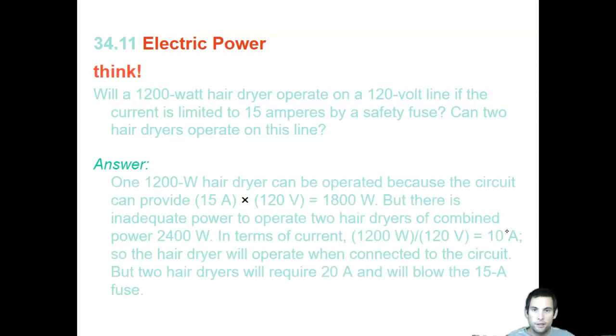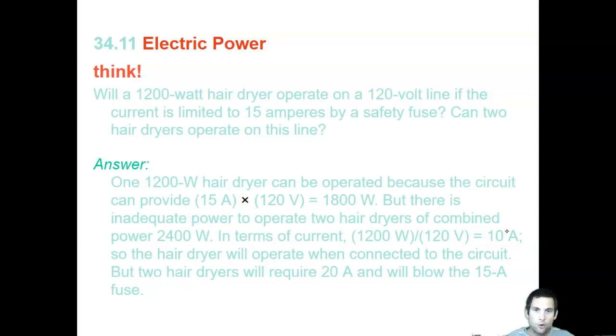All right, so one 1200 watt hairdryer can be operated because the circuit provides 15 amps. 15 amps times 120 volts gives us 1800 watts. So there's extra energy available. That's good news. If there's more energy demanded than is available, then the fuse or the circuit breaker is going to break off. And that's a safety precaution to prevent damage to your hairdryer or vacuum or whatever.